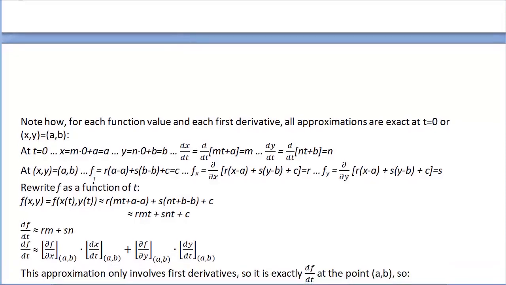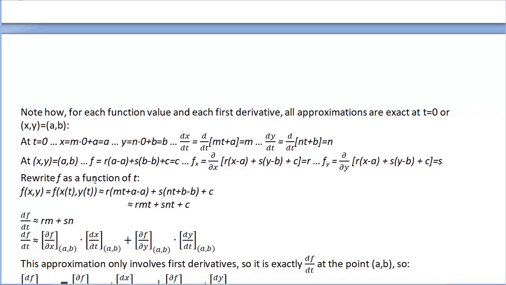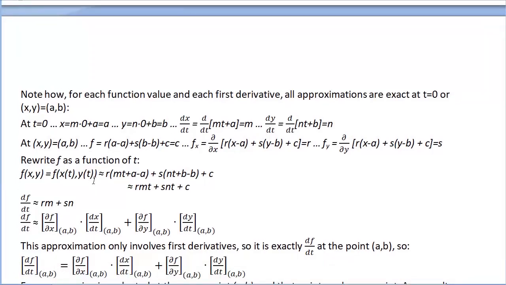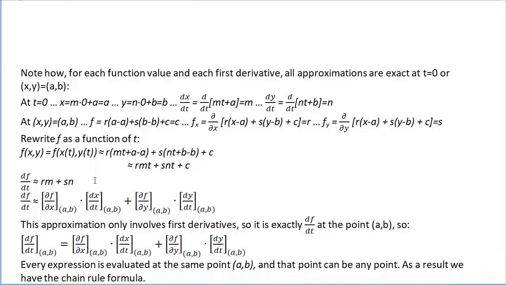But check it out. This approximation only involves first derivatives. So for df/dt at the point (a, b), there's actually an equation. So df/dt at the point (a, b) equals blah, blah, blah. But notice that the point (a, b) could just be any point. And as a result, we now have the chain rule formula.